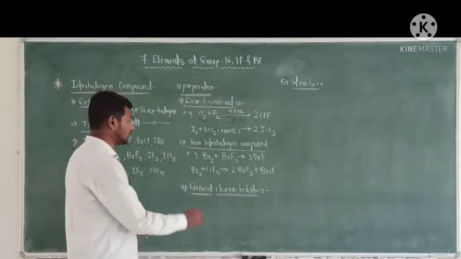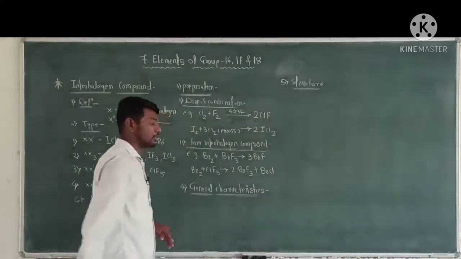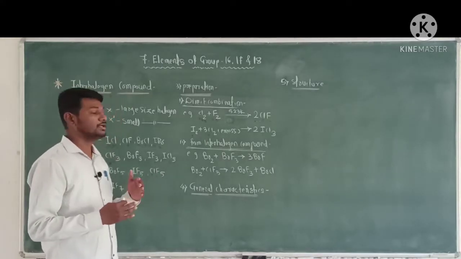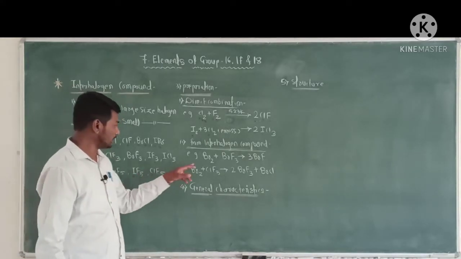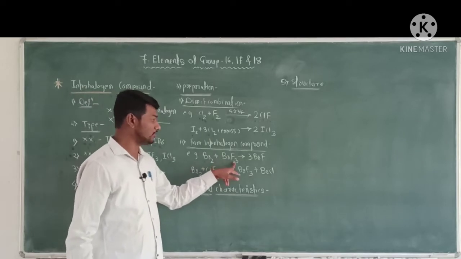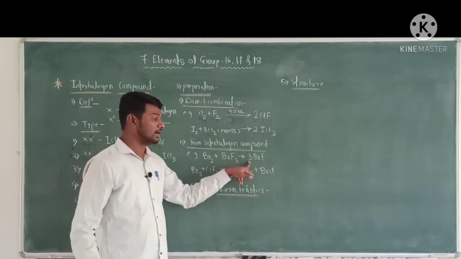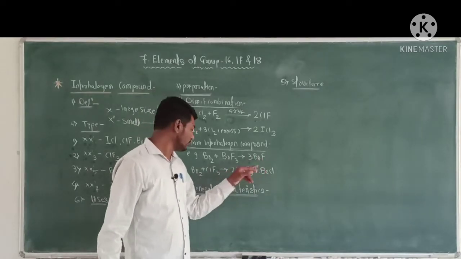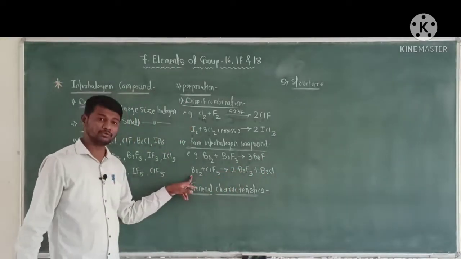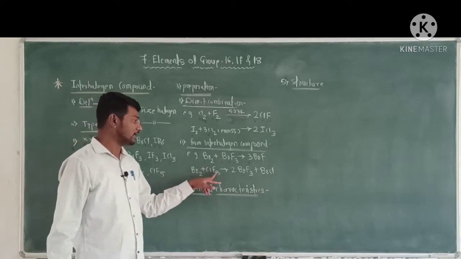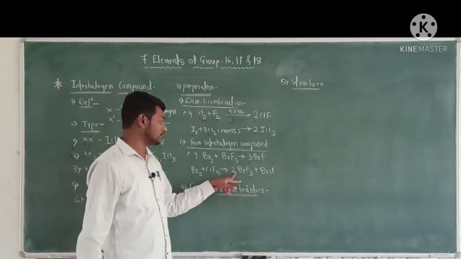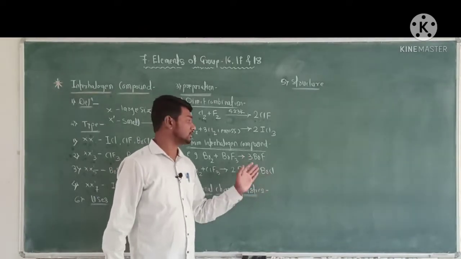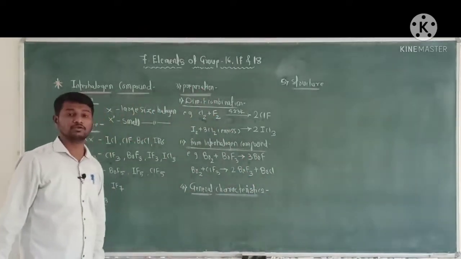Now second, from an interhalogen compound. In this method, a halogen reacts with another interhalogen compound to form an interhalogen compound. Here bromine reacts with the interhalogen compound BrF3 to form 3 molecules of BrF. Another example, bromine reacts with the interhalogen compound ClF3 to give 2 molecules of BrF3 plus BrCl. This is the preparation of interhalogen compounds.